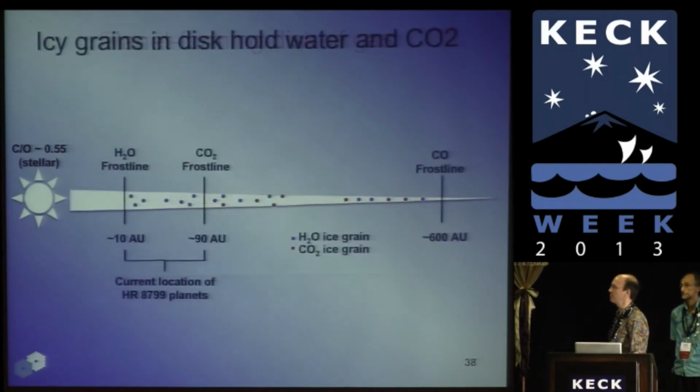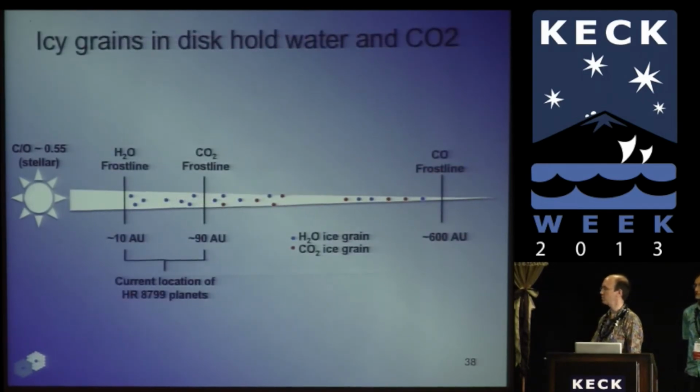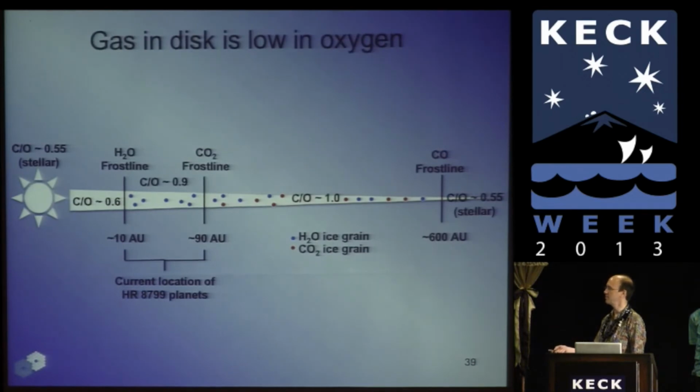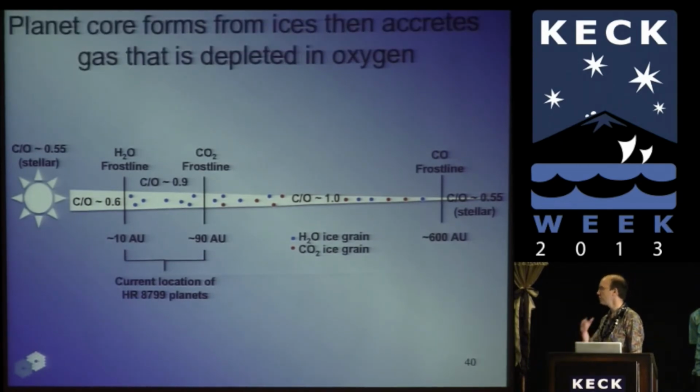But it's not a uniform mix. In the outer parts of the disk, it's cold enough that ice can form, and so grains of water ice form and suck up a lot of the oxygen, leaving behind gas that's depleted in oxygen, with a carbon to oxygen ratio of about 0.9 or so, going to even higher ratios as you go out in the disk. The planet also shows evidence of being depleted in oxygen at that same sort of level.